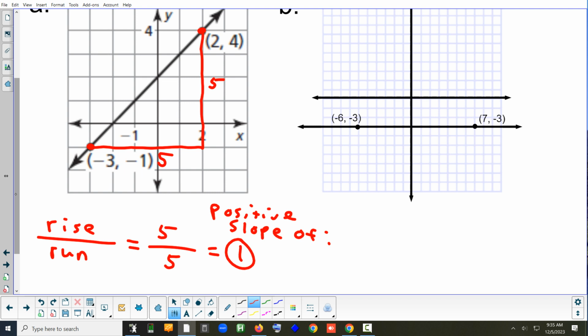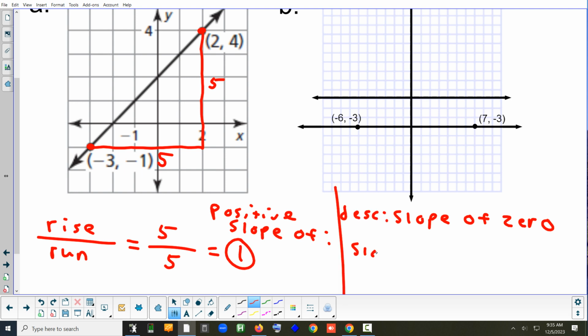Okay. How would we describe this one? Slope is 0. Yeah, the description is it's a slope of 0. And that's the description. And what number is the actual slope? 0. Yeah. So this is the description. And then this time the description has the slope in it. The slope is 0.